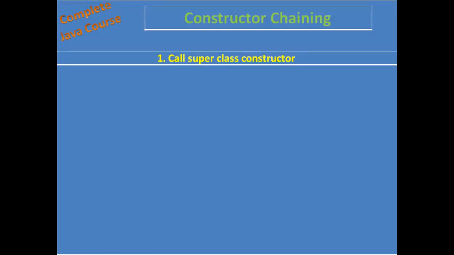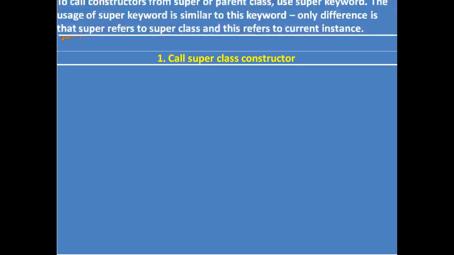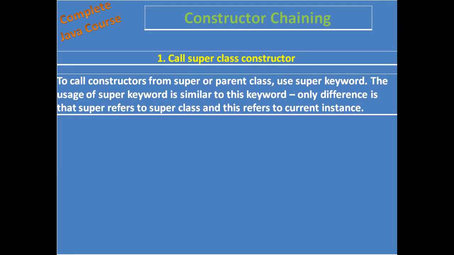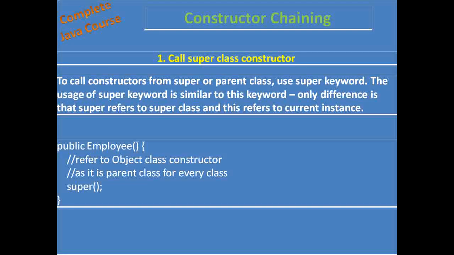Constructor chaining, number two: calling the superclass constructor. To call constructors from the super or parent class, use the super keyword. The use of the super keyword is similar to the this keyword. The only difference is that super refers to the superclass and this refers to the current instance.